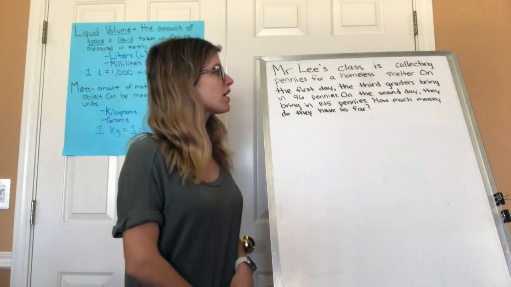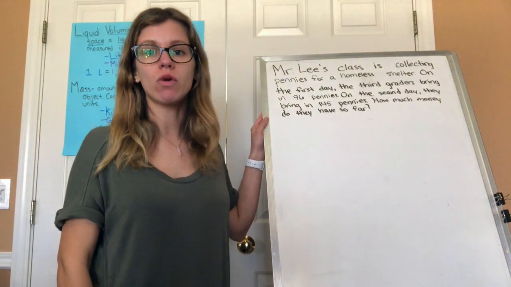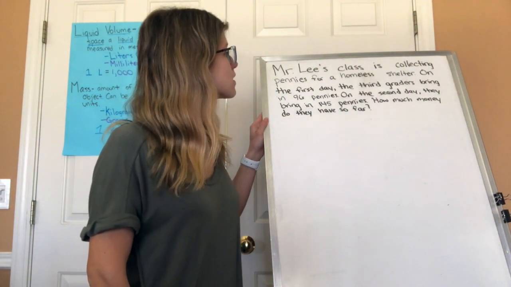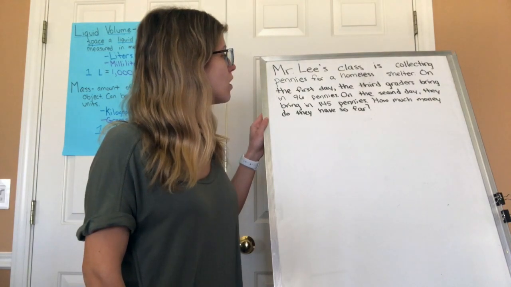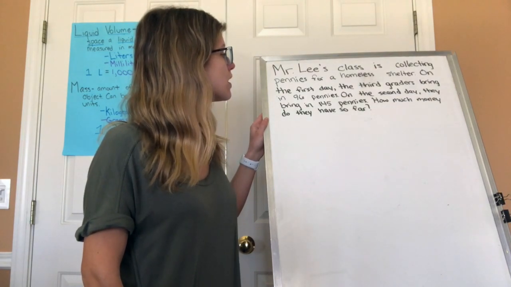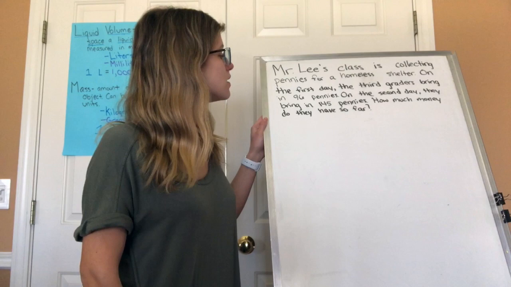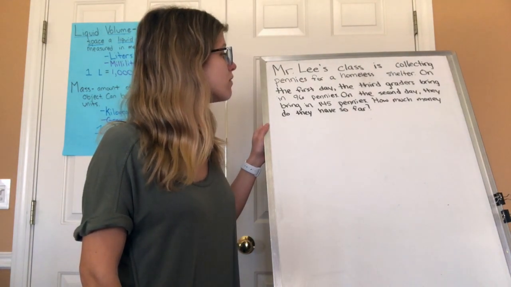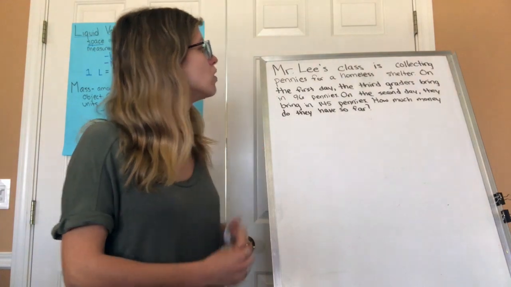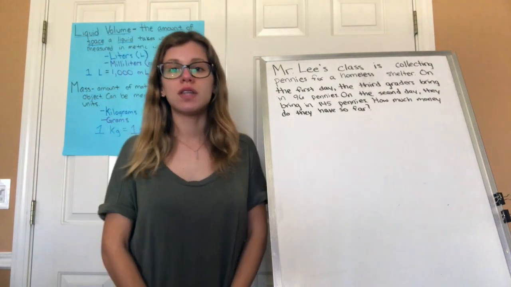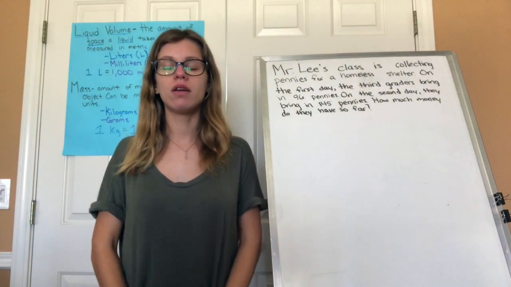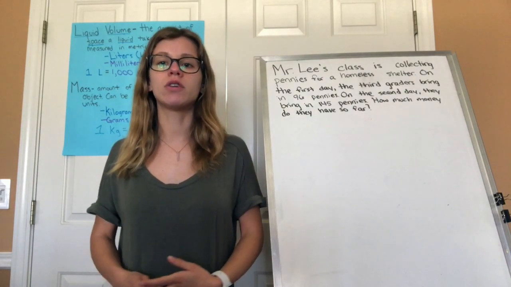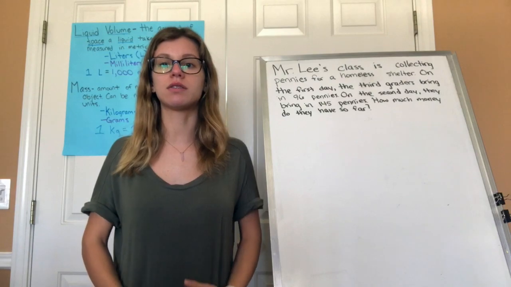What I want us to do right now is I'm going to read this problem and then I want you to solve it by yourself. So it says, Mr. Lee's class is collecting pennies for a homeless shelter. On the first day, the third graders bring in 96 pennies. On the second day, they bring in 145 pennies. How much money do they have so far? So what I want you to do is take notes of this problem, write an equation, and solve it by yourself. So I'll pause you now, unpause me once you're done completing and solving this problem.